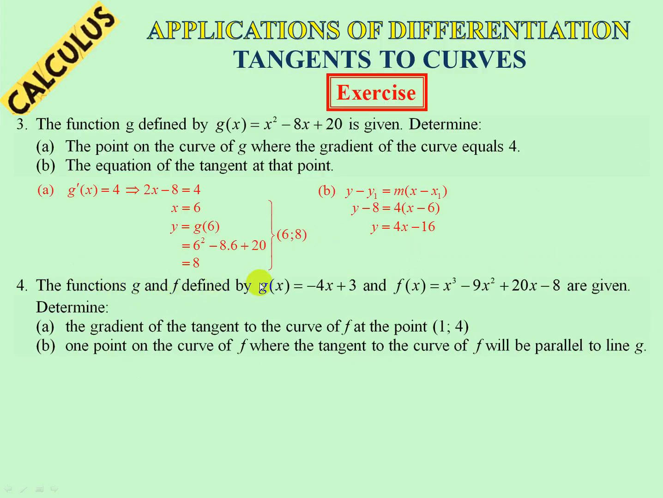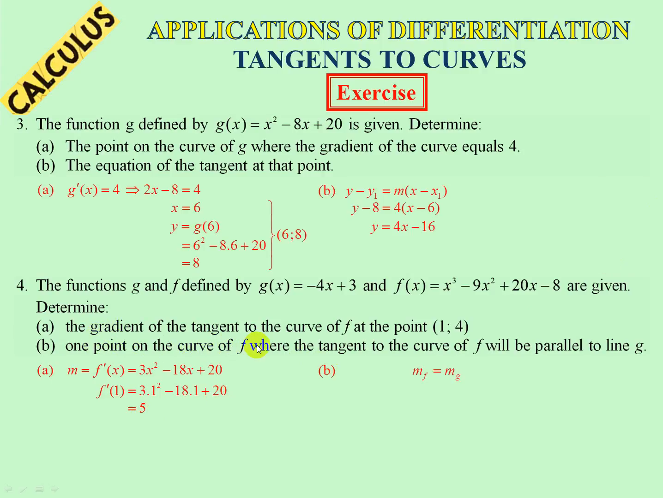Number 4, the functions g and f defined by those two equations, well, that's a cubic. Determine a, the gradient of the tangent to the curve of f at the point 1, 4. Well, that has nothing to do with that one now. We have x1, y1. We need to find the gradient. They've been very kind giving 4. They didn't have to because you could substitute in and get 4. So f prime x equals 3x squared minus 18x plus 20. Differentiating that, substitute 1 and we get 5. So we now have the gradient of the tangent is 5.